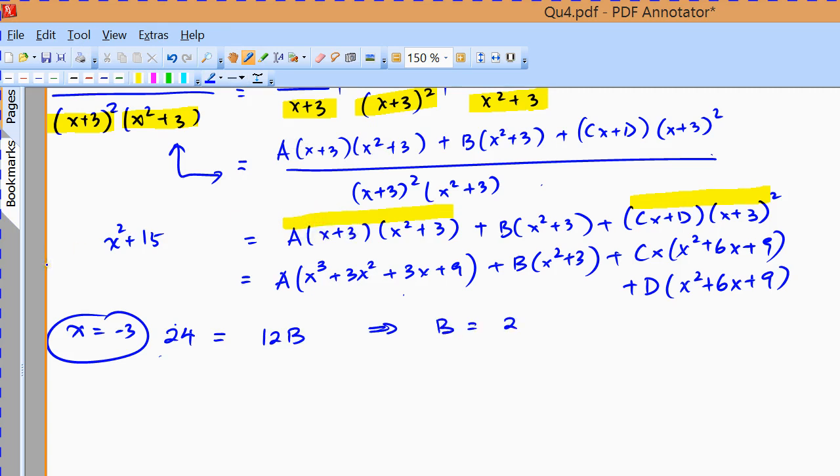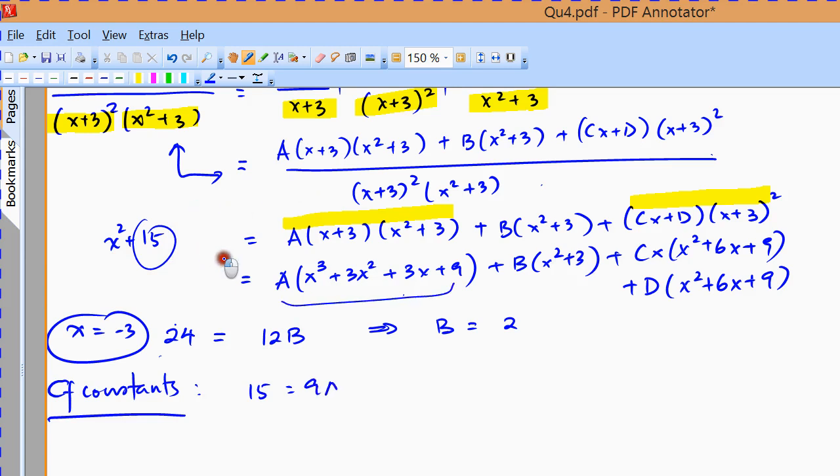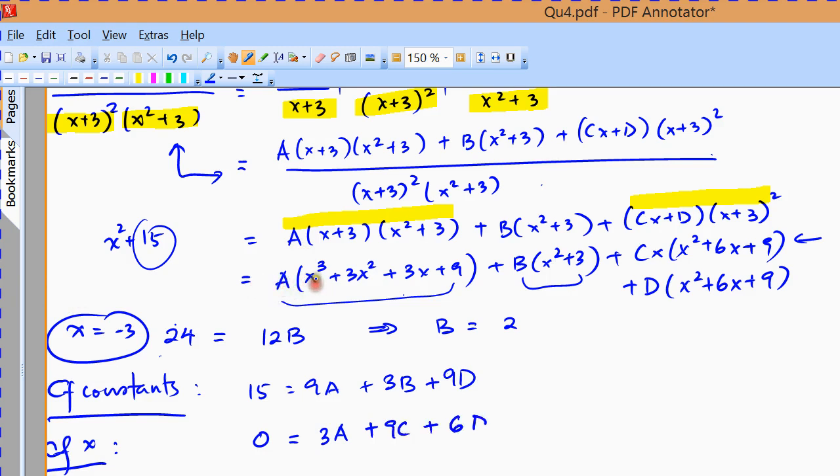Next, to obtain a, c and d, we have to compare coefficients. So we start by comparing the constant terms first. So we have 15 on the left is equal to 9a plus 3b. Here there are no constant terms, plus 9d. Next we compare the terms in x. So on the left there is no term in x. On the right, we have 3a and then plus 9c plus 6d.